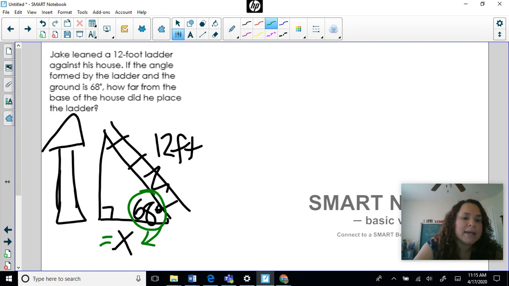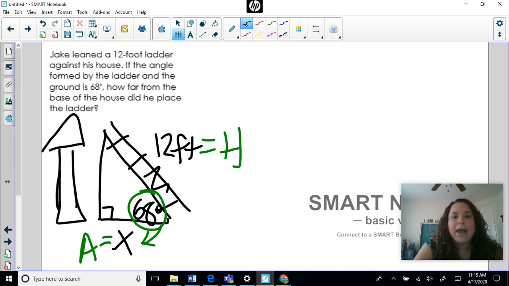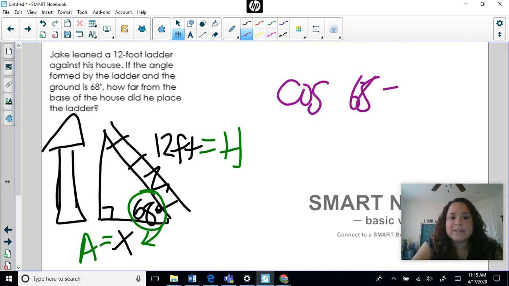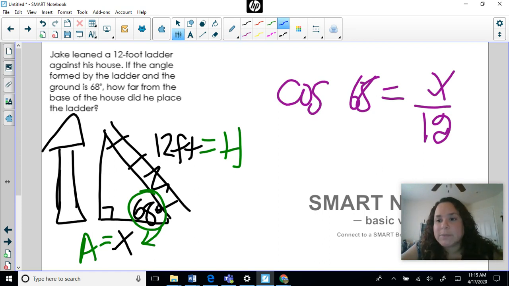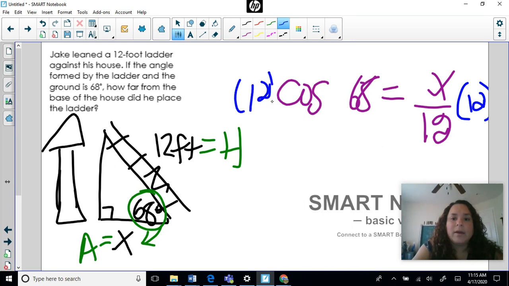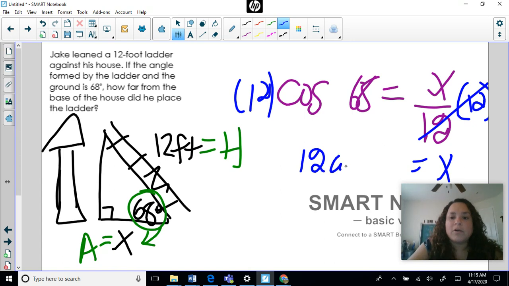In this case, the A is the adjacent side. The 12 is the hypotenuse. So then after you've labeled, identify what you have. We have adjacent and hypotenuse. So that means that we're dealing with cah. So we're going to use cosine of 68 and set it equal to x over 12. Okay, to get x by itself, we're going to multiply by 12 to both sides. And the 12s are going to simplify, and we're going to get x equals 12 cosine of 68 degrees.